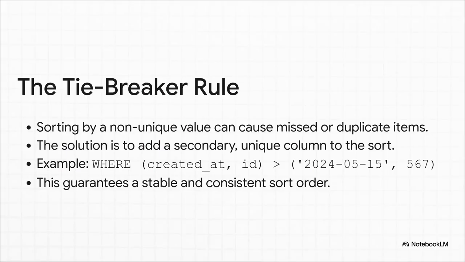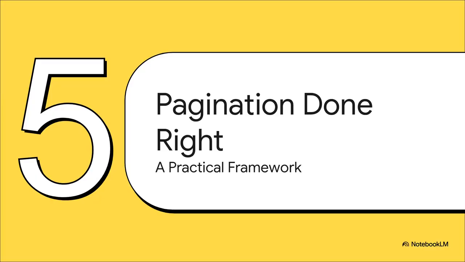But there's one absolutely critical rule to make this whole thing foolproof. You need a tiebreaker. Okay, imagine you're sorting by a created_at timestamp. What happens if two items get created at the exact same millisecond? The order becomes ambiguous, and you're right back to having chaos with missed or duplicate items. The solution? You have to add a second unique column to the sort, like the item's ID. This creates a perfectly stable, deterministic order and guarantees that no items are ever skipped or duplicated. Ever.